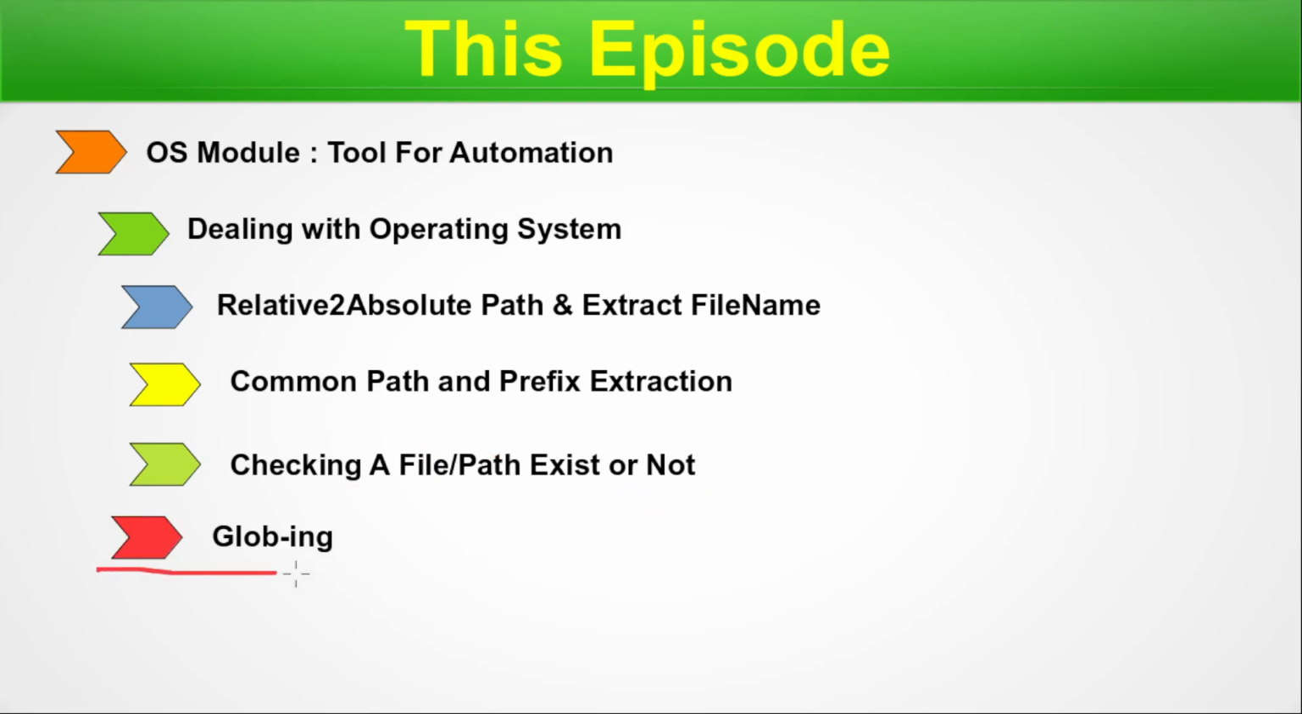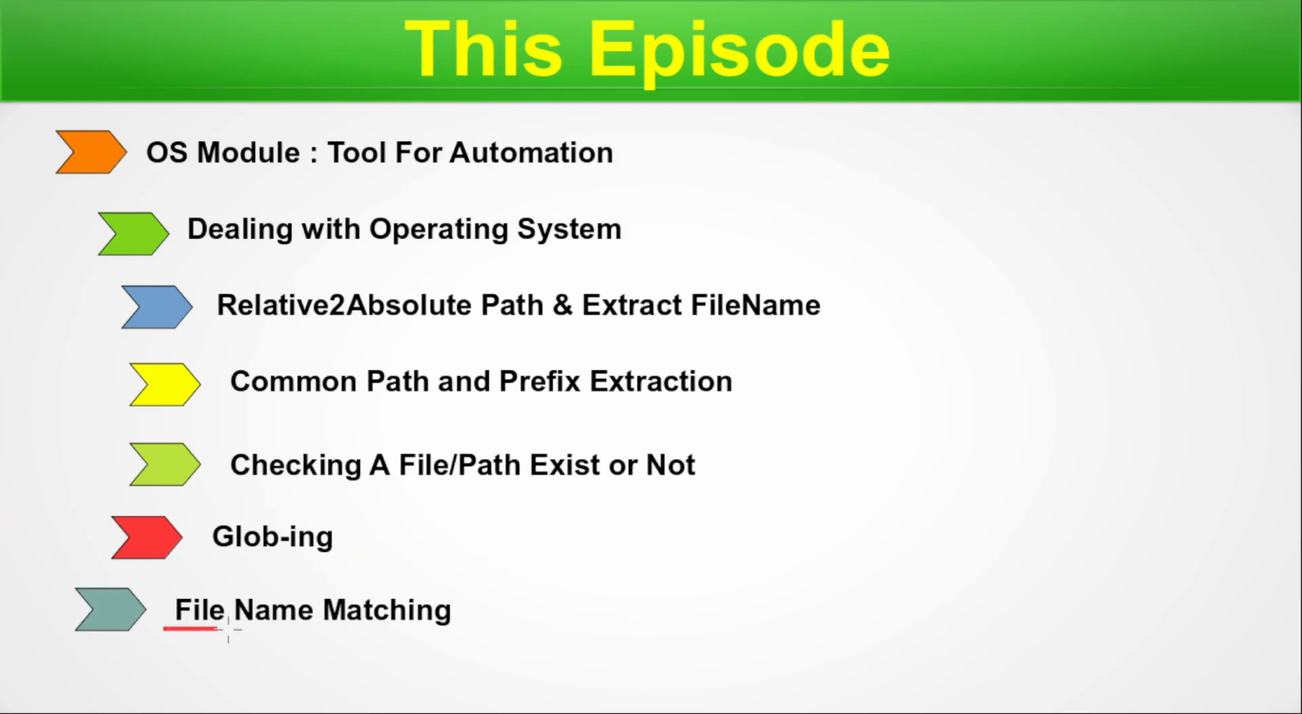Next, we will talk about globbing. Now, globbing is nothing but the kind of finding a particular file type, say txt, inside a particular directory or inside a particular path. So globbing is that thing. We will use Python code to do the globbing.